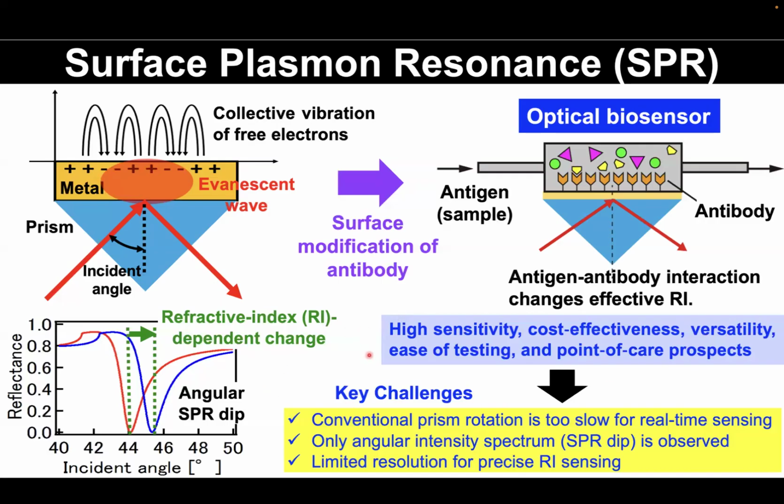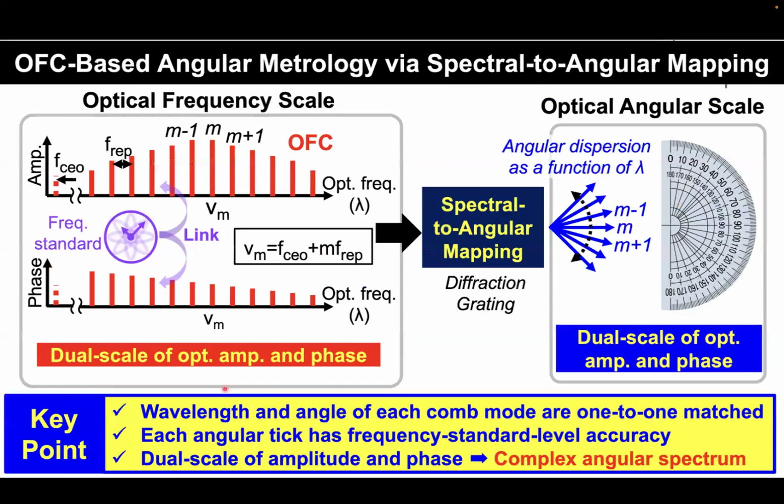However, there are still key challenges. The conventional prism rotation is too slow for real-time sensing. Only the angular intensity spectrum of SPR is observed, and there is limited resolution for precise RI sensing. So to address these key challenges, we focus on the optical frequency comb, or OFC, as a new way to read out the RI-dependent spectral shift of the SPR dip more precisely. Next slide shows the concept of OFC-based angular metrology via the spectral to angular mapping.